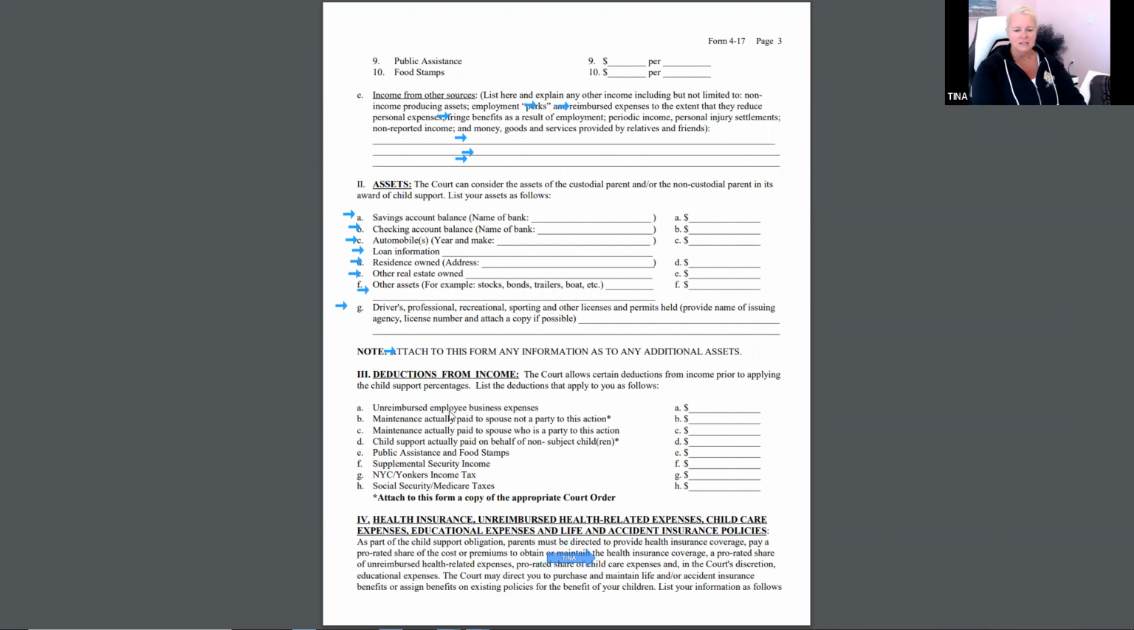So then this, unreimbursed deductions from income. Most people rely on their tax returns, okay? Social Security, taxes, all of this stuff.